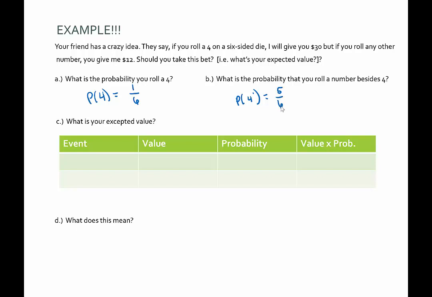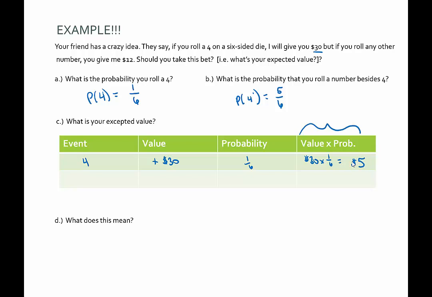Now, remember that formula. The formula is taking this and adding up a bunch of these. So the first event is rolling the 4, and if we roll the 4, we get positive $30. Yay. The probability of rolling a 4 is 1 in 6, so the probability times the value is 30 times 1 over 6. That would be positive 5.